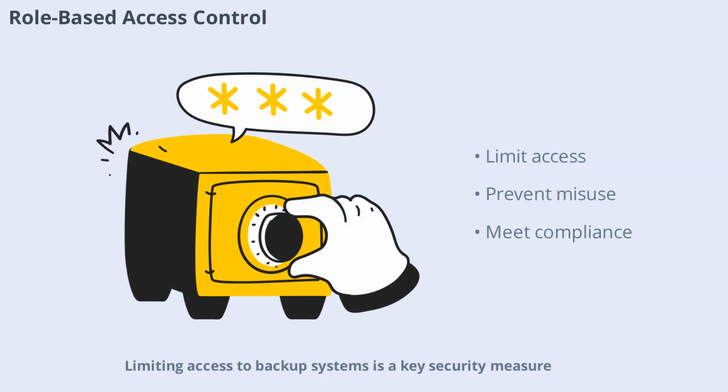Limiting access to backup systems is a key security measure. Role-based access control (RBAC) ensures that only authorized personnel can manage or restore backups. This reduces the risk of accidental or malicious data loss and helps organizations meet security and compliance standards.